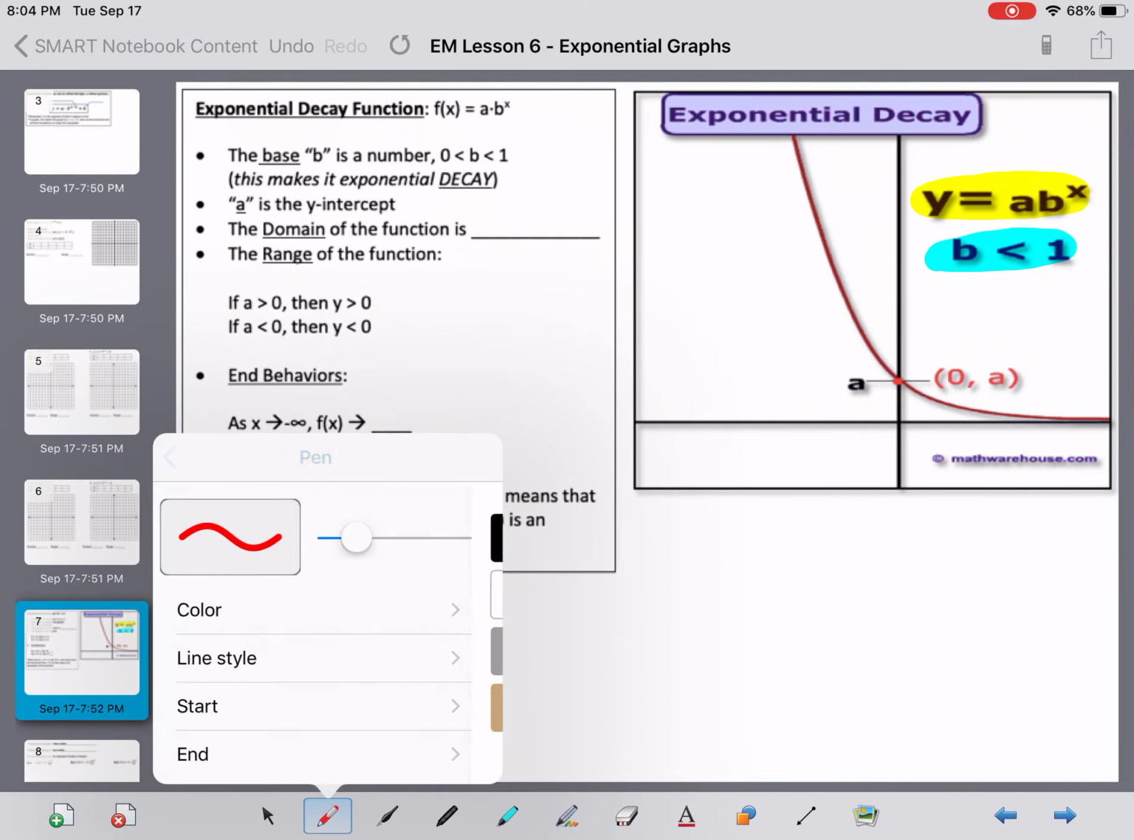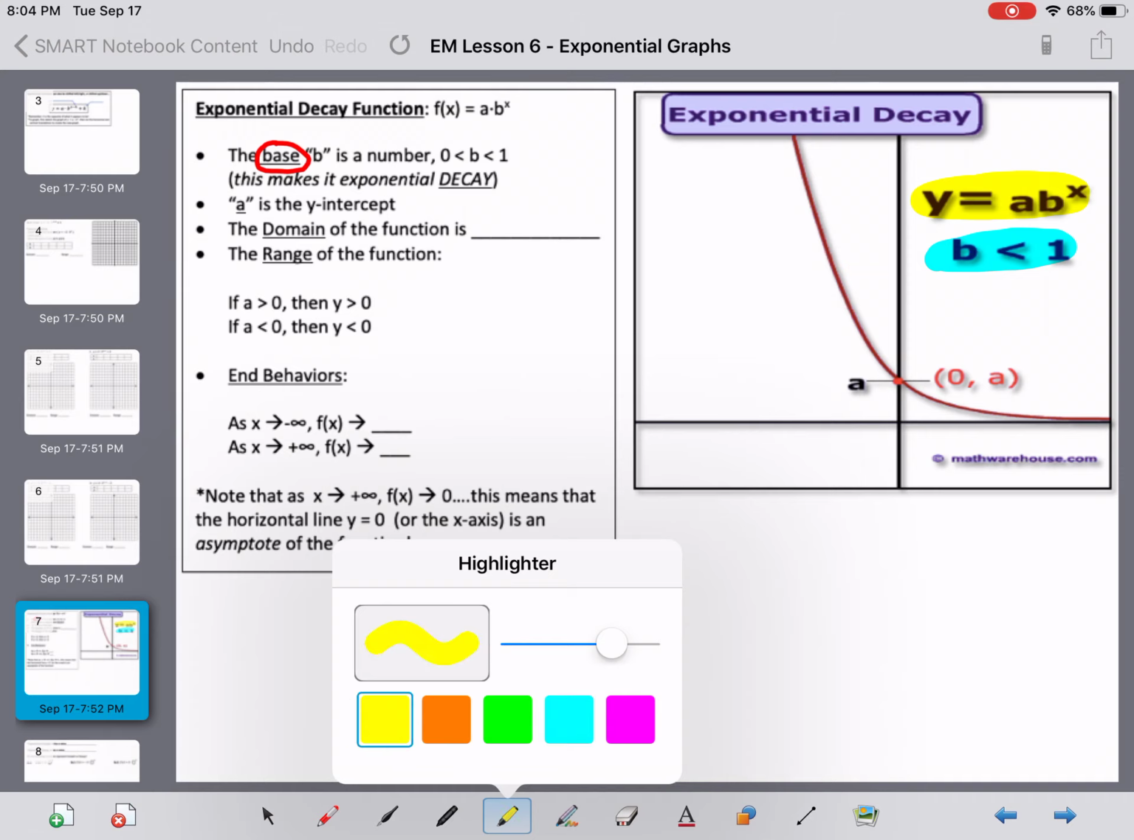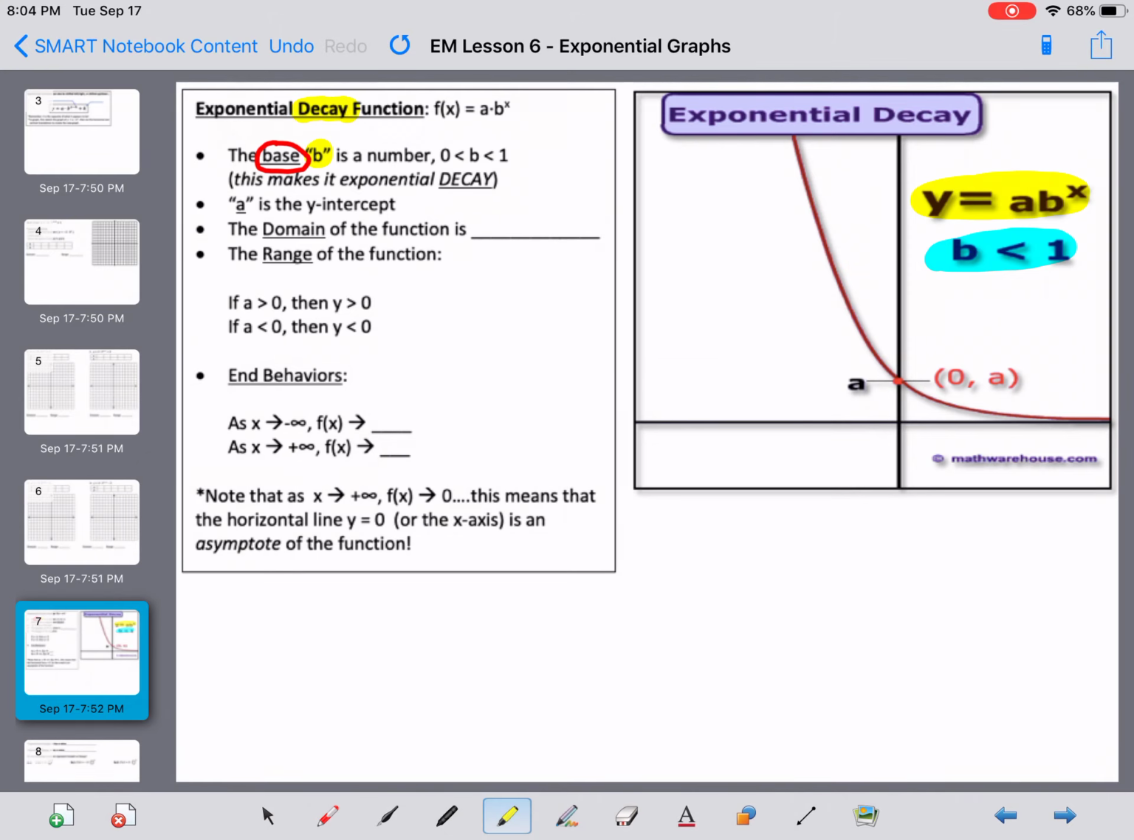All right, so let's look at just a couple of facts about these. Again, the base is this variable b, and for decay, that number has to be between 0 and 1. The a value, the number in front, is the y-intercept. So if that happened to be 2, this would cross the y-axis at 2. The domain, just like exponential growth, is all reals. And you can use the double-barred R to represent that.